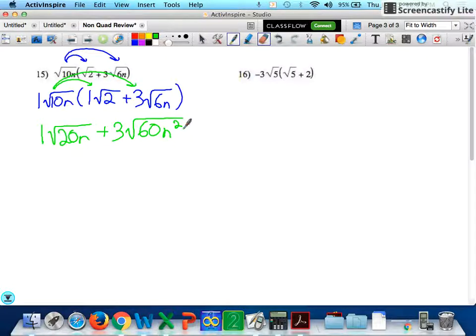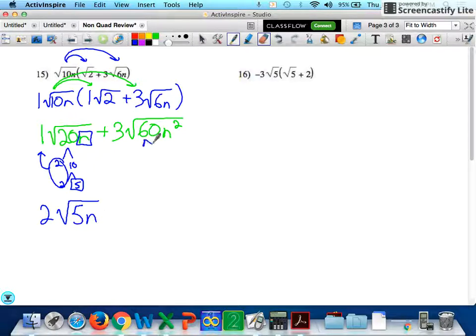Well, I don't know if I can add these together yet. I've got to first simplify them. To do that, I've got to break down the numbers. 20 breaks down into 2 and 10, which breaks down into 2 and 5. The 2 comes out front. The 5 gets left behind. Also, the n gets left behind. Be careful there. Don't forget about it. When that 2 pops out, it slams into that 1. 2 times 1 is 2. We left behind a 5n.